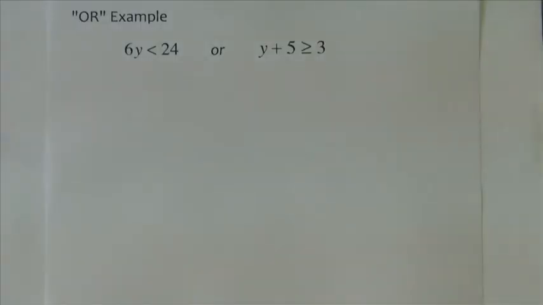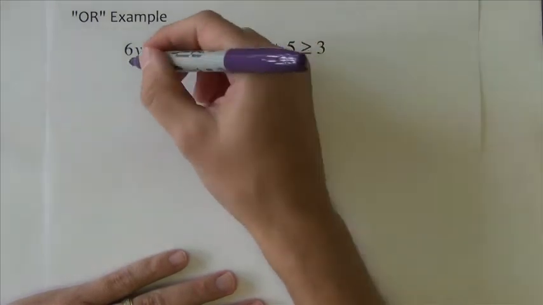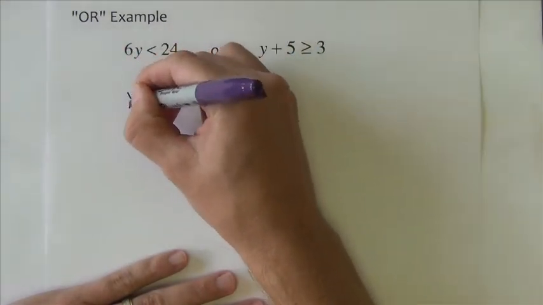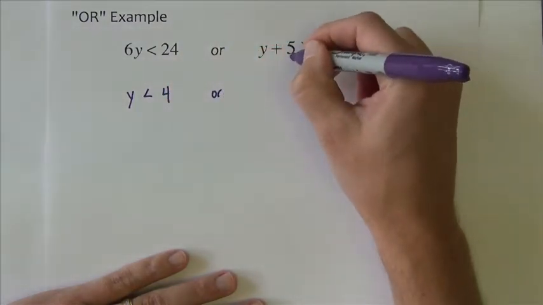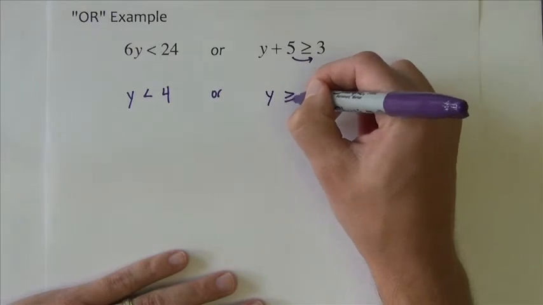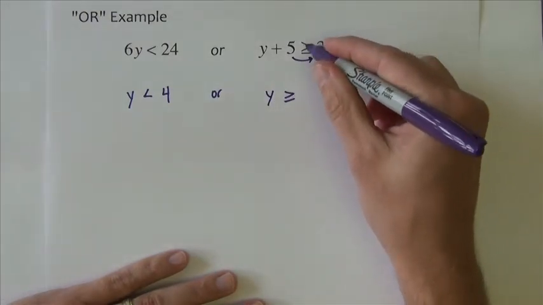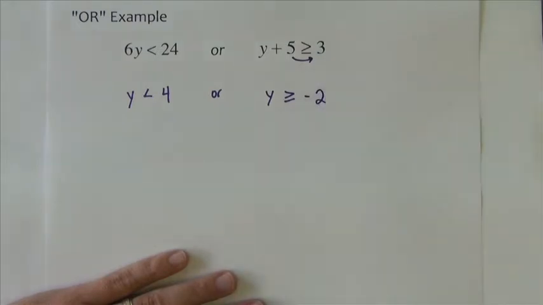First example says 6y is less than 24 or y plus 5 is greater than or equal to 3. So the first thing I'm going to do is just solve them both. So divide by 6, we get y is less than 4, or I'm going to minus the 5 over, get y is greater than or equal to negative 2.